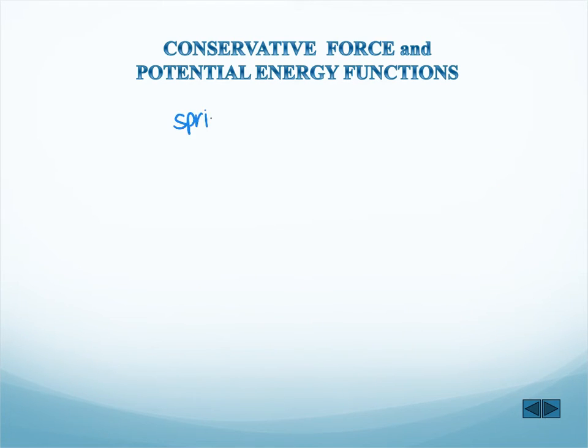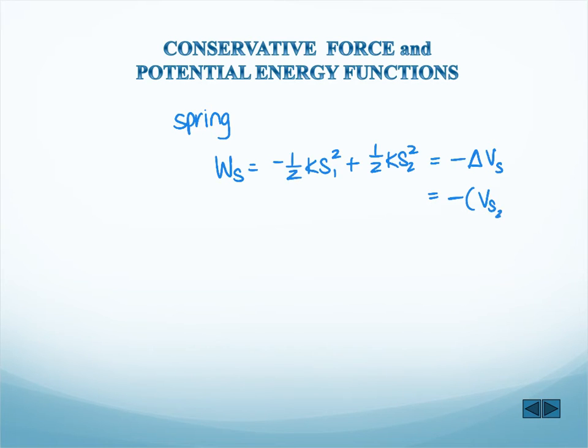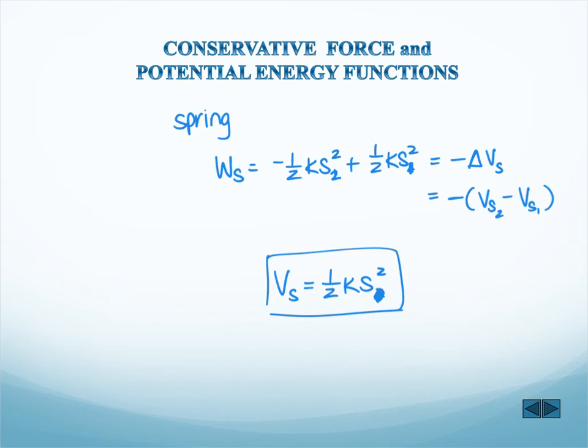Similarly, we can do the same for a spring. We found the work done by a spring was minus 1/2 k s1 squared plus 1/2 k s2 squared, which is equal to minus the change in the potential energy of a spring, which would be minus Vs2 minus Vs1. And again, through inspection, oh, sorry, I switched these, 2 and 1. We should say that the potential energy of a spring is 1/2 k s squared, which again is something that you probably remember.